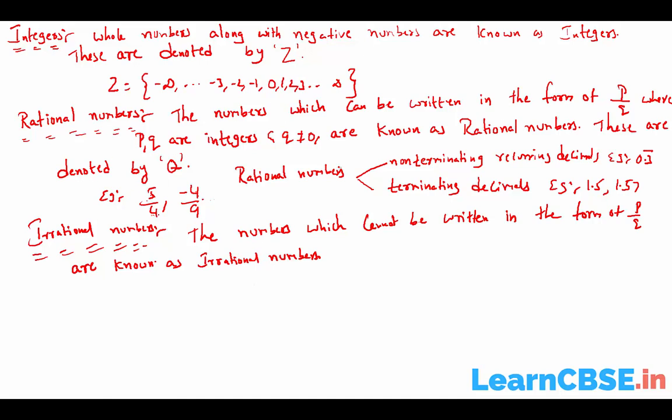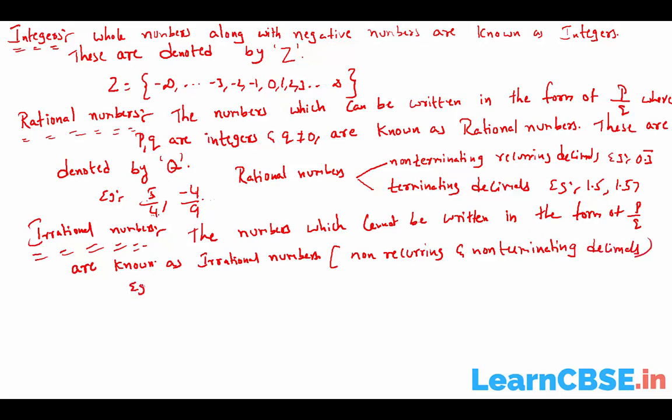See, rational numbers can be written in decimal form. Irrationals are only in the decimal form. They are non-recurring and non-terminating, because you cannot write them in the p by q form. They are only decimal numbers which are non-recurring and non-terminating decimals.